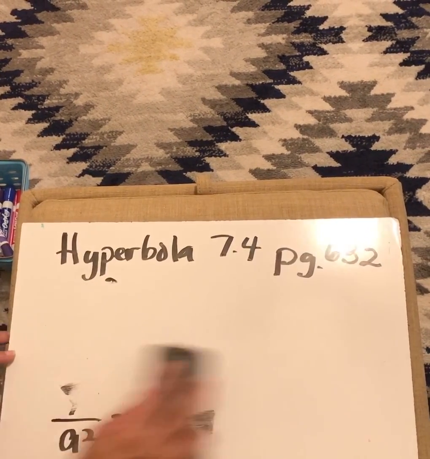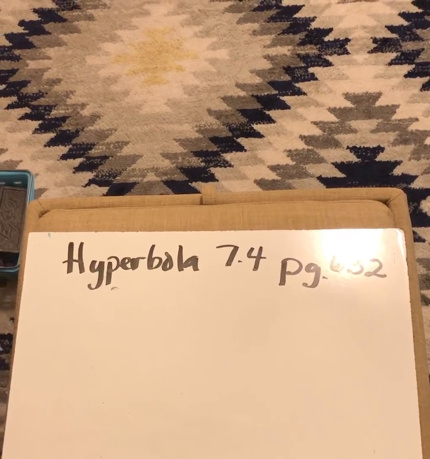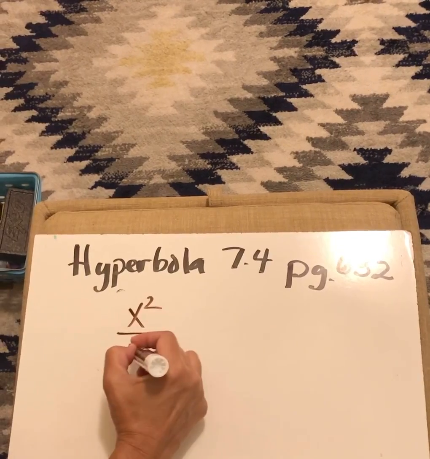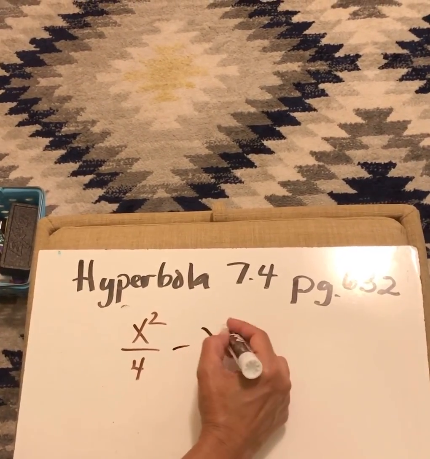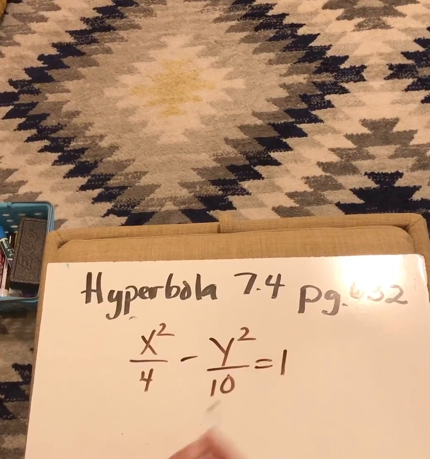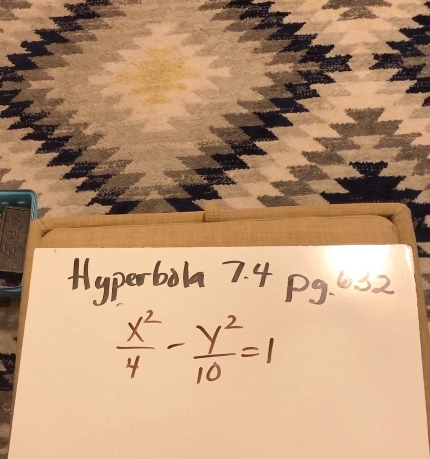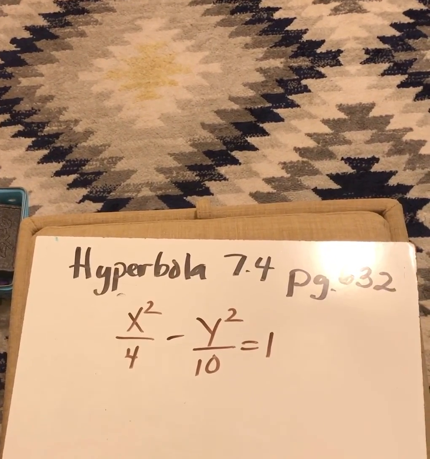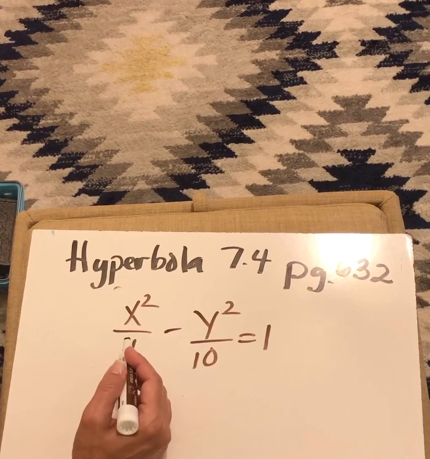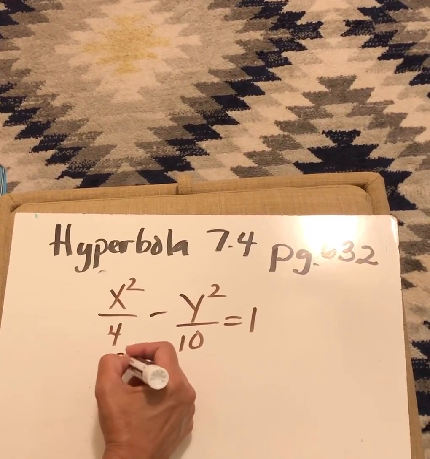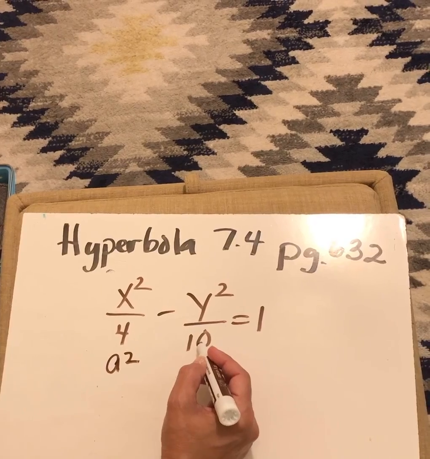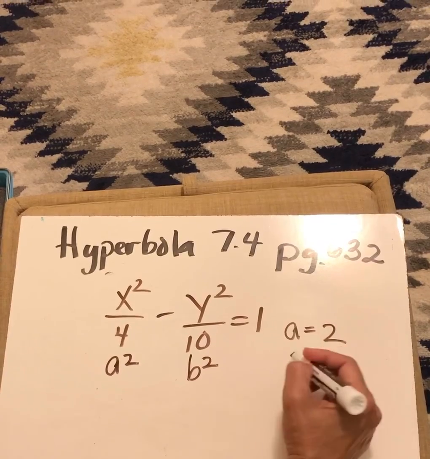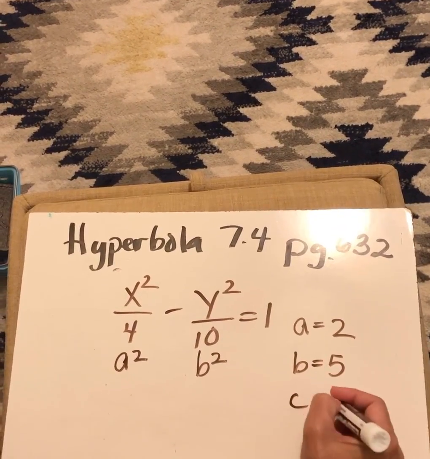So let's look at this example. Given this equation of x squared over 4 minus y squared over 10 equals 1, we want to determine the orientation of the hyperbola, or is it going to have branches that open to the right and to the left, or up or down? So given this, it's x squared over, this is always your a squared, and then the second denominator is always your b squared. So a here equals 2, b equals the square root of 10, and c we will solve for.